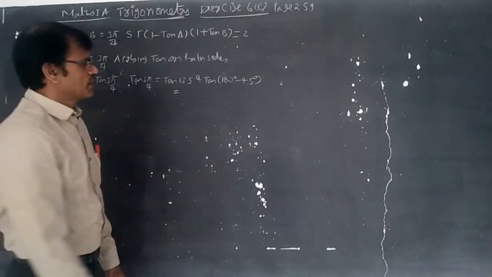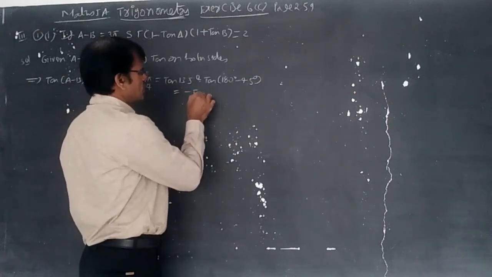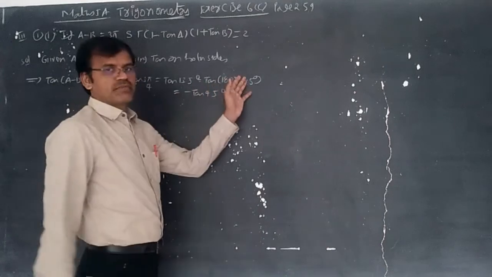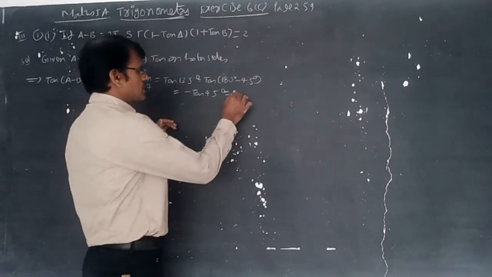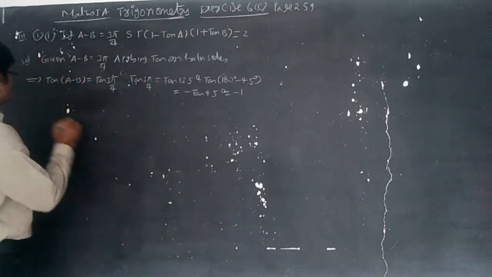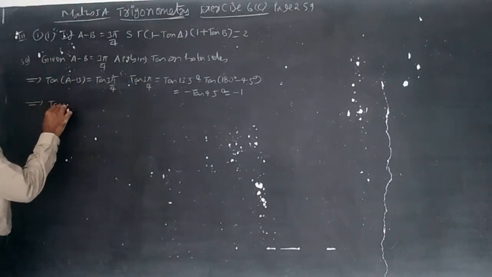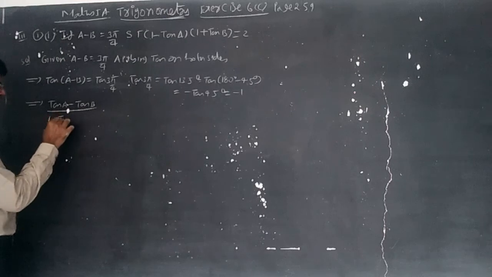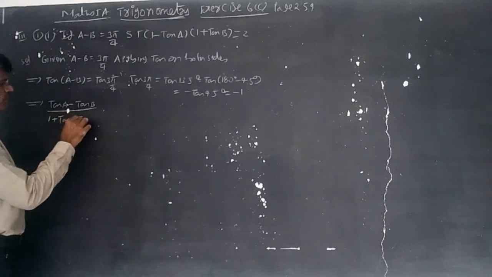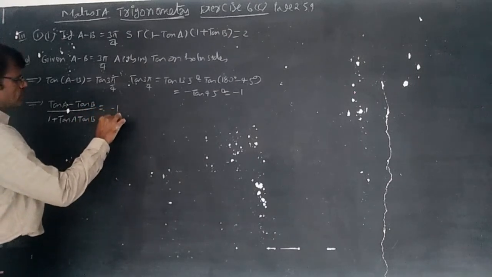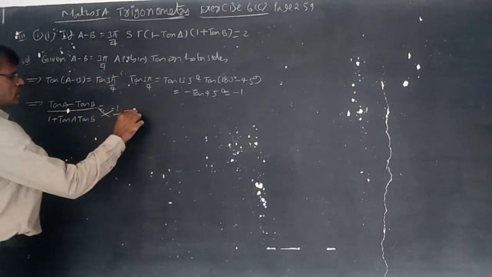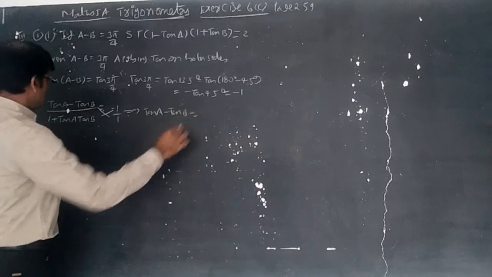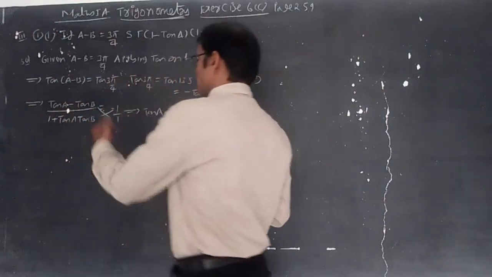So tan of 180 minus theta is minus tan theta, second quadrant. In the case of 180, the name will not be changed. So tan 180 minus 45 becomes minus tan 45, and the value is minus 1. That implies, by the tan of a minus b formula, tan a minus tan b by 1 plus tan a tan b is equal to minus 1 by 1, right? Taking cross multiplication, we can write tan a minus tan b is equal to minus 1 into 1 plus tan a tan b.